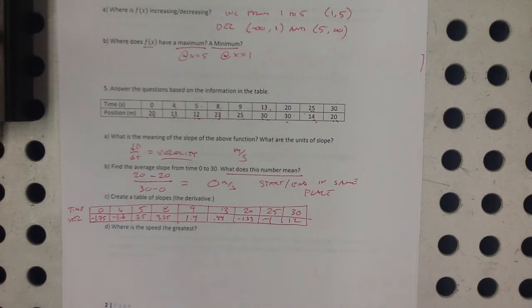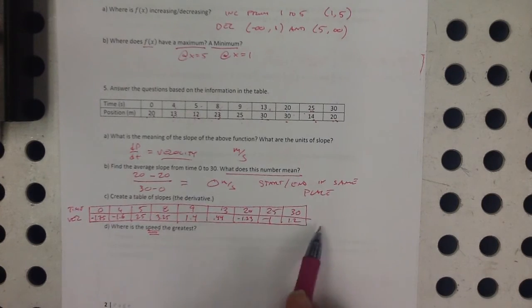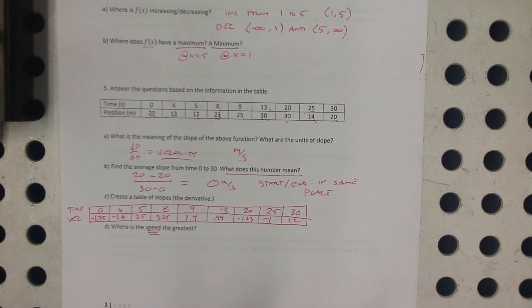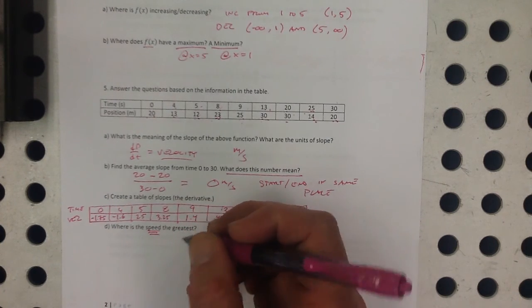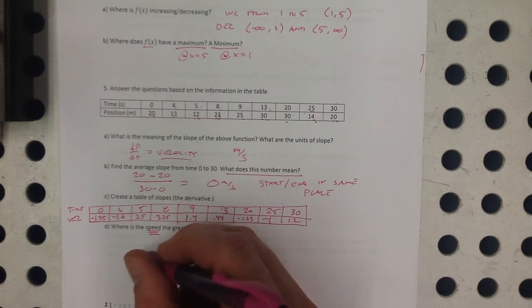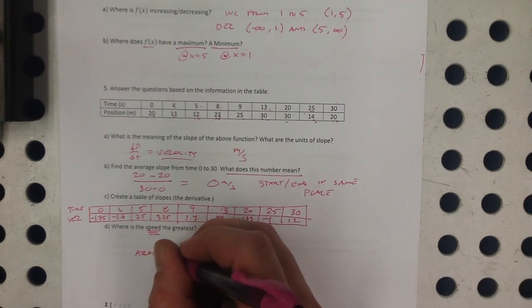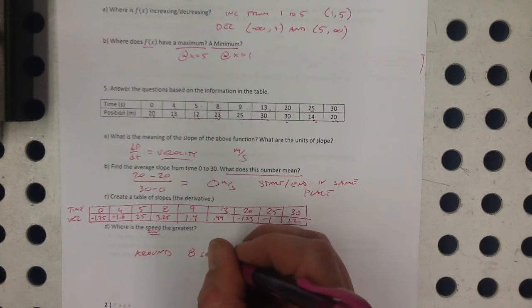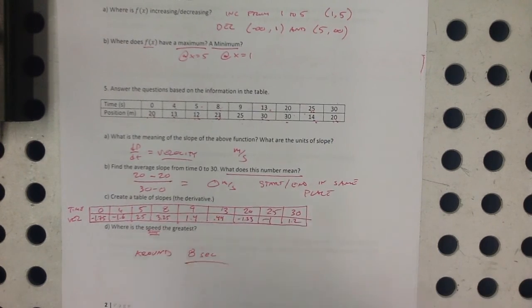Where's the speed the greatest? So that means the absolute value. If the biggest number was a negative big number, then we would use that. But it looks like it's at 8. Somewhere around there. Right, that's where it went up the most. So somewhere around 8. Remember, these are only approximations, so we don't know that it's the fastest exactly at 8 seconds, but somewhere around there, somewhere between time 5 and time 9, probably. All right.